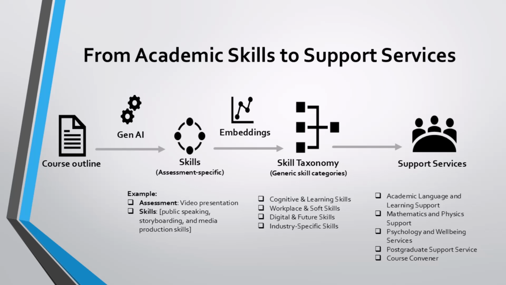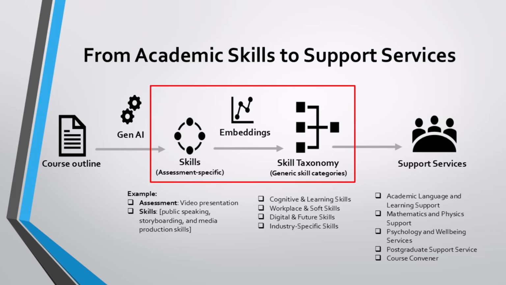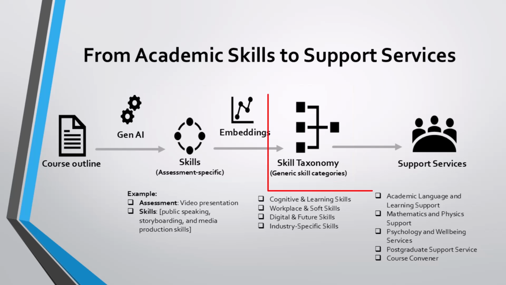Once we had those skills, we organized them into a structured taxonomy. This helps group related skills under broader categories, like cognitive and learning skills, workplace and soft skills, digital and future skills, and industry-specific skills. That structure gives us a consistent way to understand and compare what different assessments are actually demanding. And then we took it one step further by linking each of those broader skill categories to relevant support services already offered by the university.